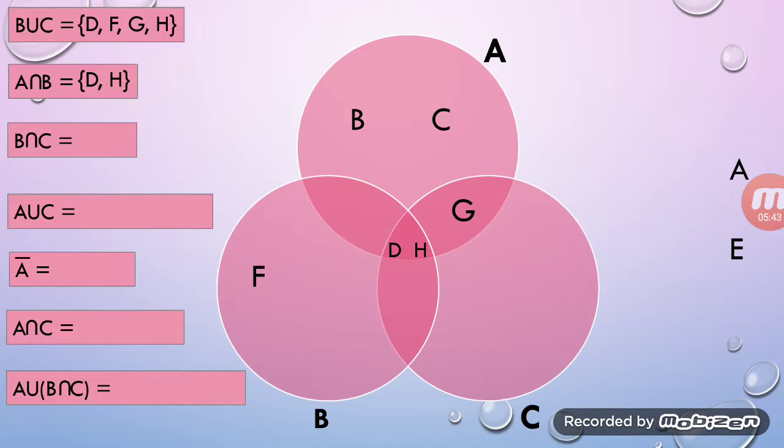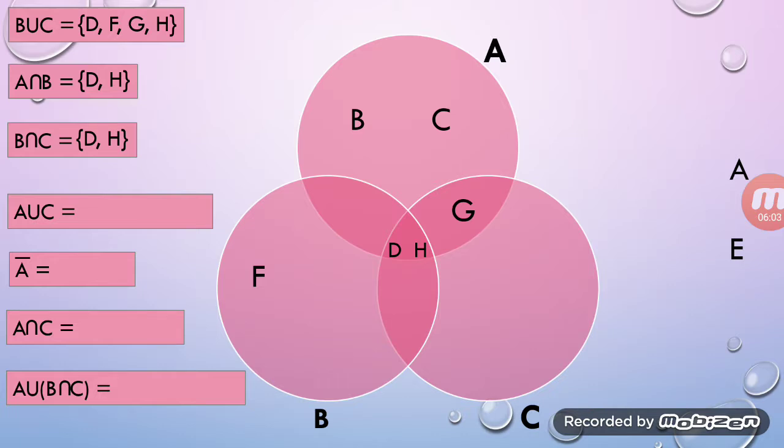Now, just like with A intersect B, we have to pay attention to the items that are within both B and C at the same time. Once again, we are given the answers D and H because, as I said before, they are in both B and C at the same time.